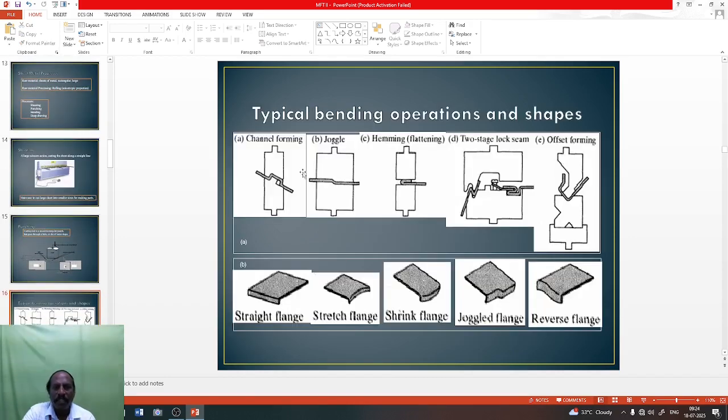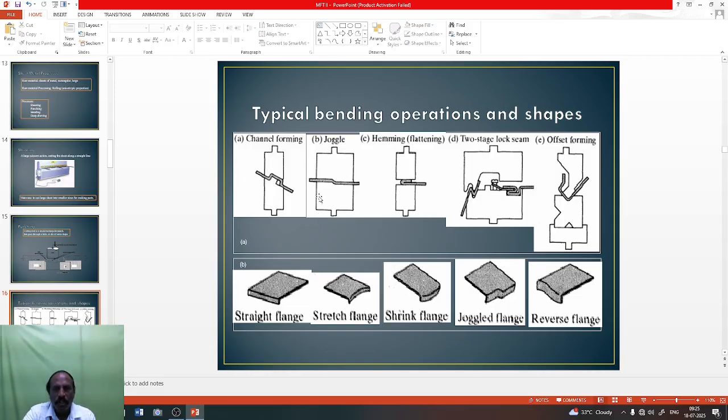Next, typical bending operations and shapes. So that is some of the channel forming. This is one type of bending. This type of bending is known as channel forming. An upward drive and a downward drive are there, and it will be pressed. So it will go at some angle. That is called channel forming.